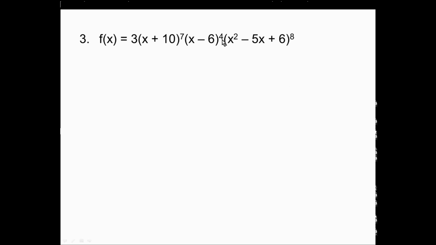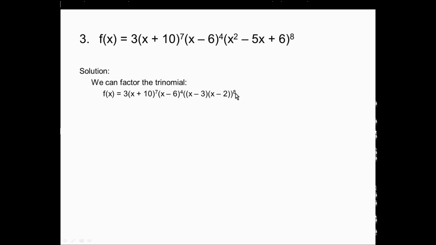Okay, this quadratic, we can probably factor it. Multiply to be 6 and add up to be negative 5. It's got to be negative 3 and negative 2. So we're going to factor the trinomial. Okay, it factors as x minus 3 times x minus 2.